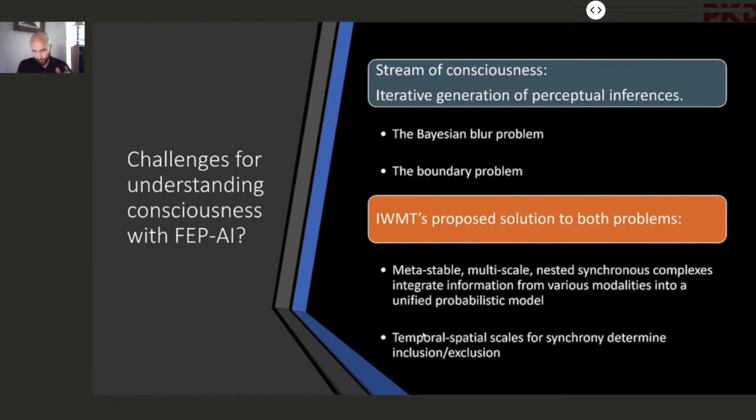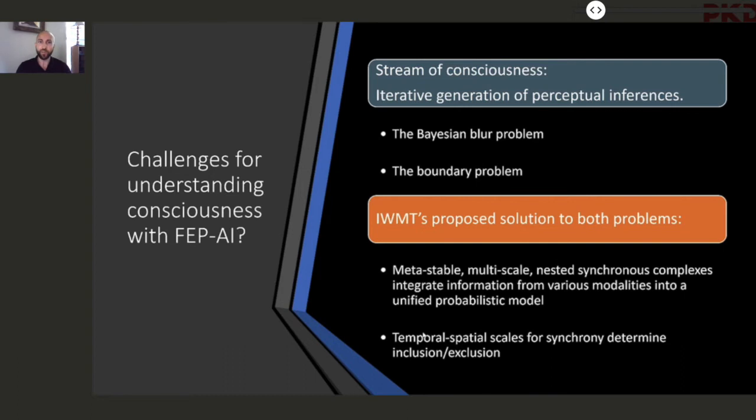The Bayesian blur problem, whether it's a problem can be a matter of opinion. I think Andy Clark and Wanja Wiese have already gone a long way towards dissolving that issue. However, I provide an additional set of factors that could be relevant. And so with respect to these issues, I propose that metastable, multi-scale, nested synchronous complexes integrate information from various modalities into a unified probabilistic model.